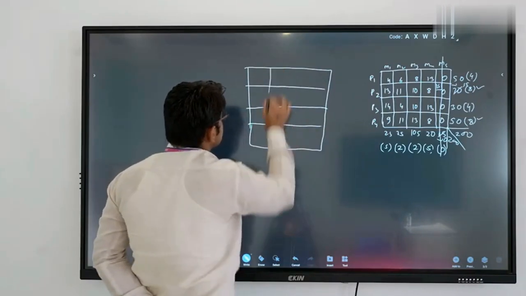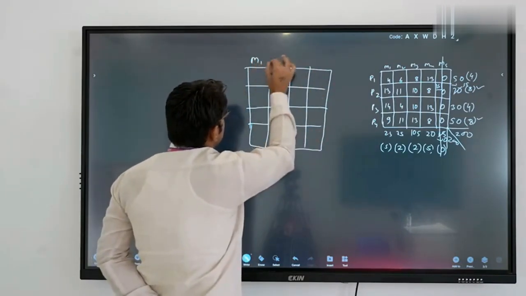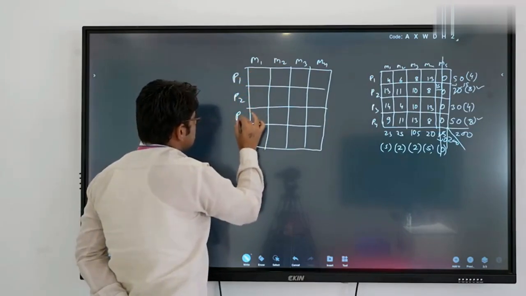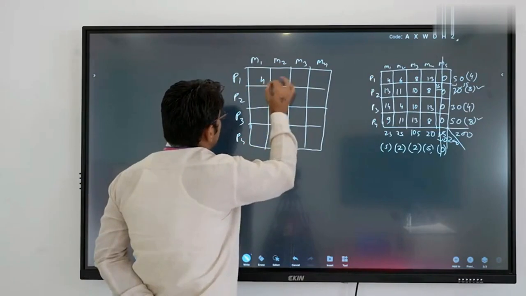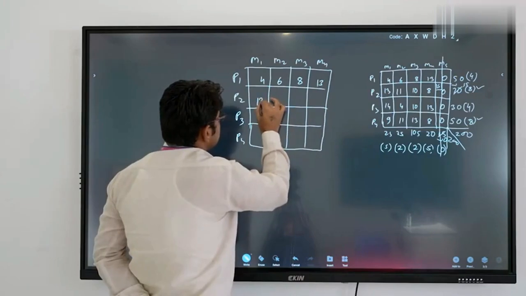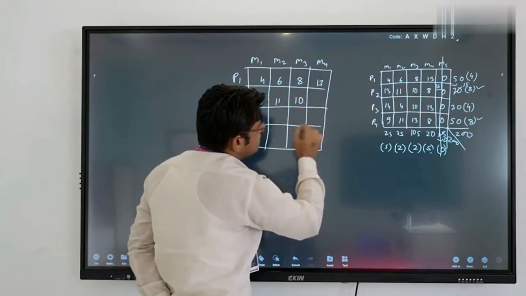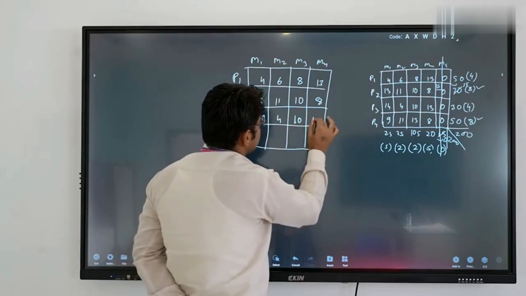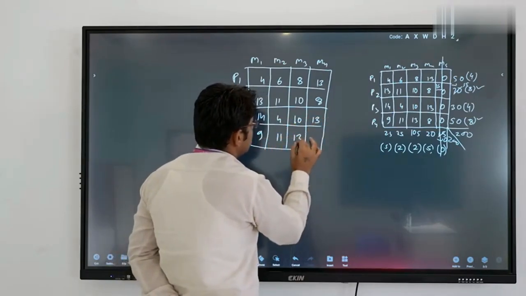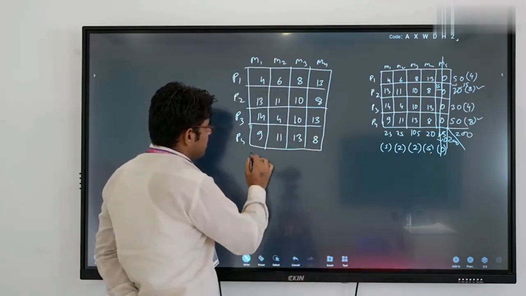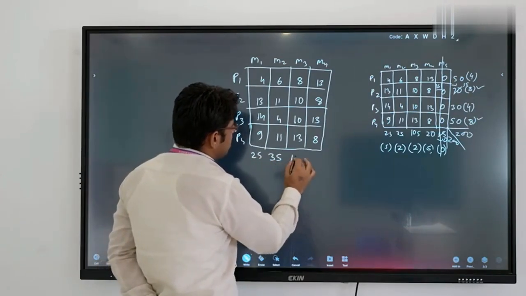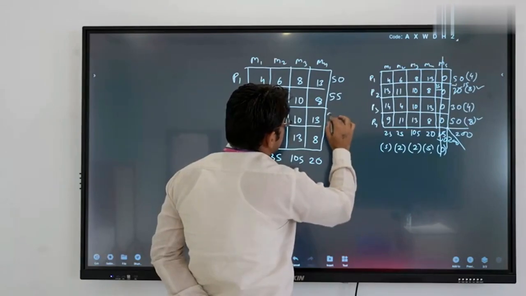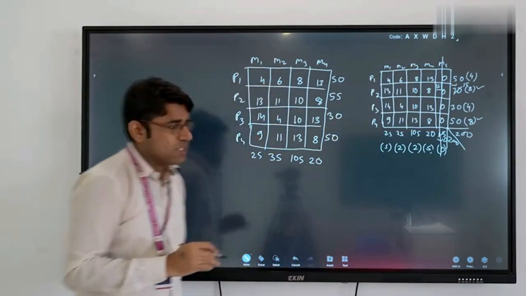Now the reduced matrix is M1, M2, M3, M4, P1, P2, P3, P4 and 4, 6, 8, 13, 13, 11, 10, 8, 14, 4, 10, 13, 9, 11, 13, 8, and demand is 25, 35, 105, 20, and supply is 50, 55, 30, 50. So the same process applies here.